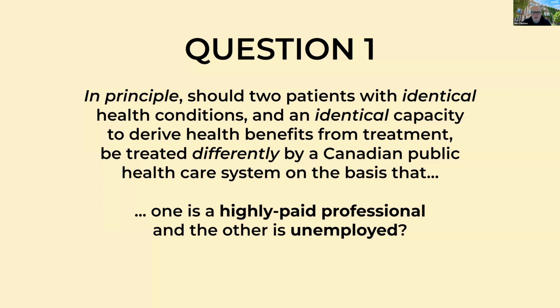Now, this brings us on to the first question. And this is a rhetorical question. I'm not going to put it out to a poll or anything, but this is just a thought experiment that I'd like us to think about. In principle, should two patients with identical health conditions and an identical capacity to derive health benefits from treatment be treated differently by a Canadian public health system on the basis that one is a highly paid professional and the other is unemployed? Okay, so I'm just imagining if something happened to me, if I had a heart attack right now and I was rushed to the hospital, and there was another patient there exactly like me in every possible respect, except unemployed, is it reasonable to give priority to me on the basis that I'm employed and that person is not?